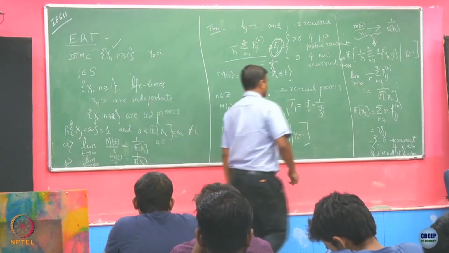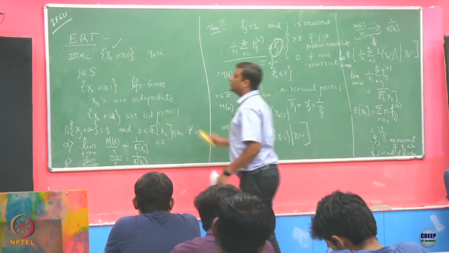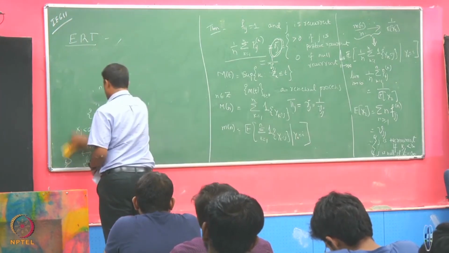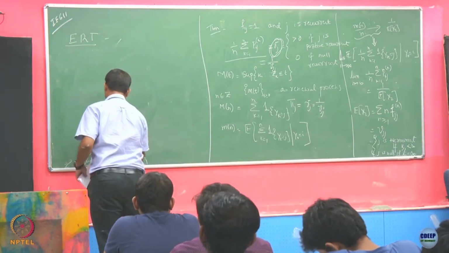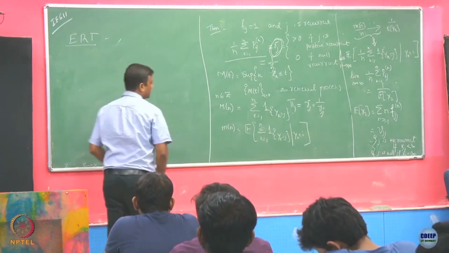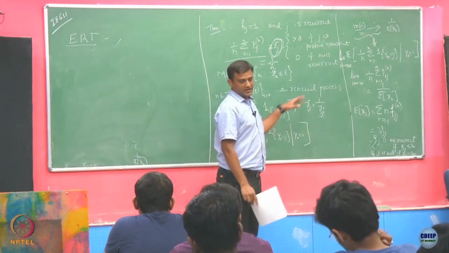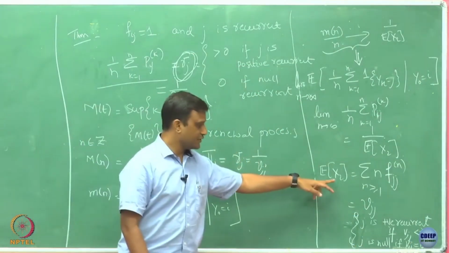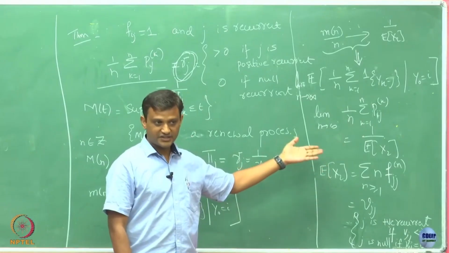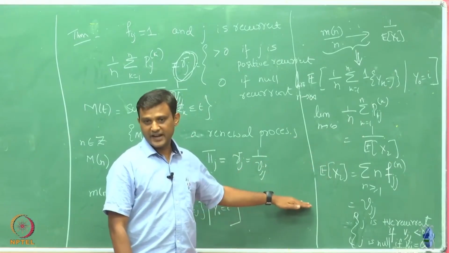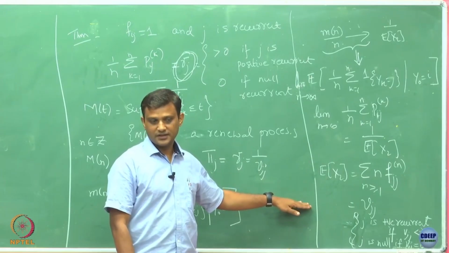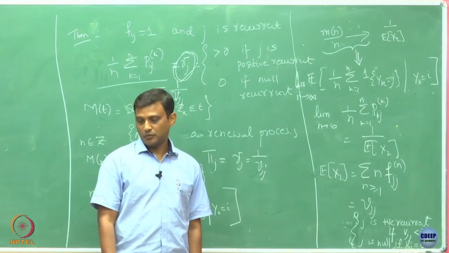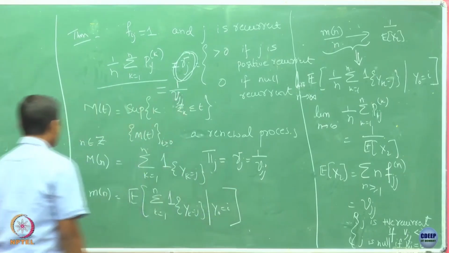Now you should be a bit more comfortable in applying these results. If you want to interpret how frequently I am going to visit a particular state and how that is related to the mean number of visits to that state, you should be able to connect all these results and derive any relevant properties about the Markov chain. Okay, fine.